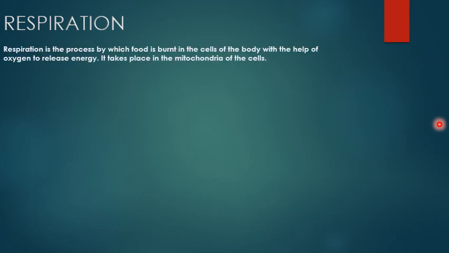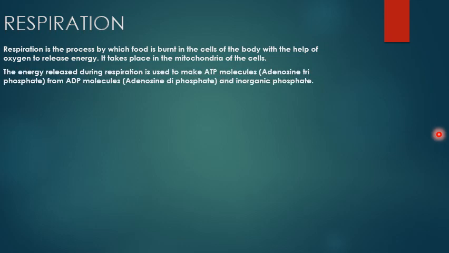Respiration is a very important process. Here, whatever food is burnt in the cell of the body, with the help of oxygen, is helpful to release energy. It mainly takes place in the mitochondria of the cell. What is mitochondria? It is a cell organelle, right? It is also called the powerhouse of the cell. We studied that, right? Now let us discuss the different processes taking place here.